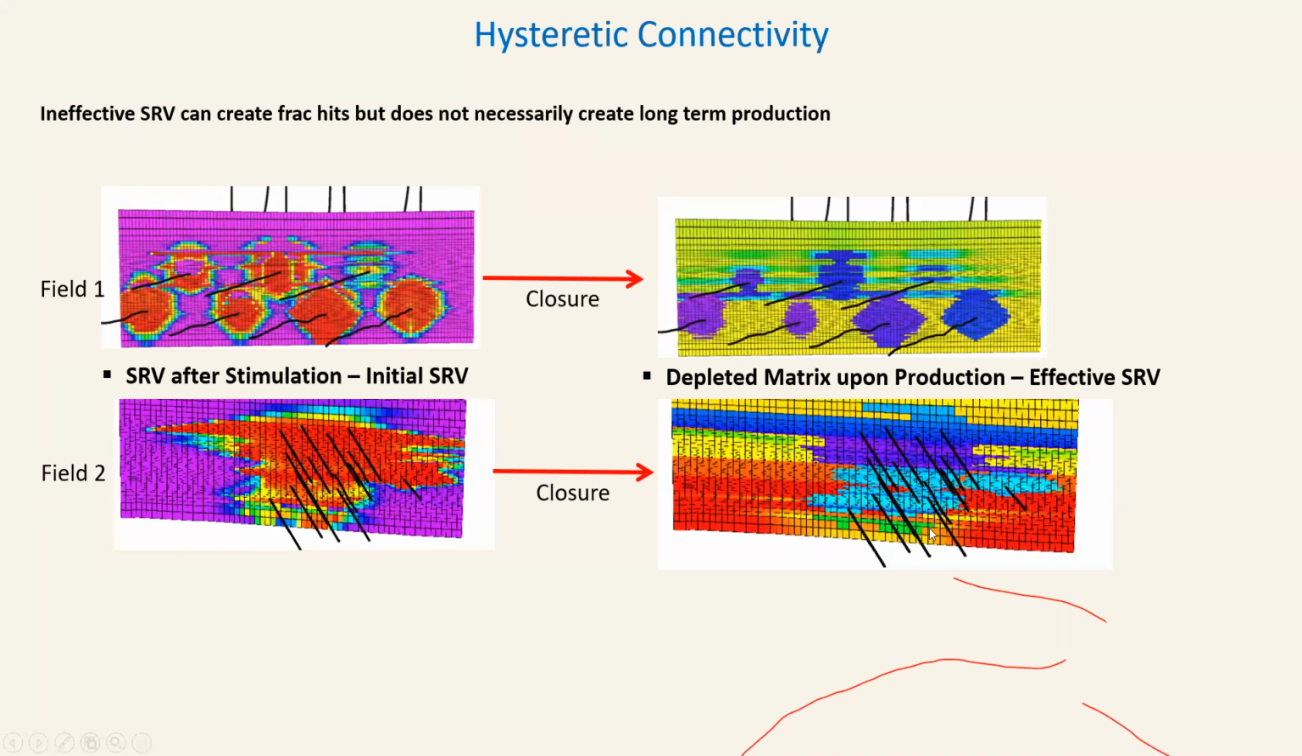And on the bottom, you can see a similar pattern where the drainage volume is significantly less than the stimulated volume. That's because that full extent includes those tensile failures, which don't really help us drain the rock in unconventional plays.